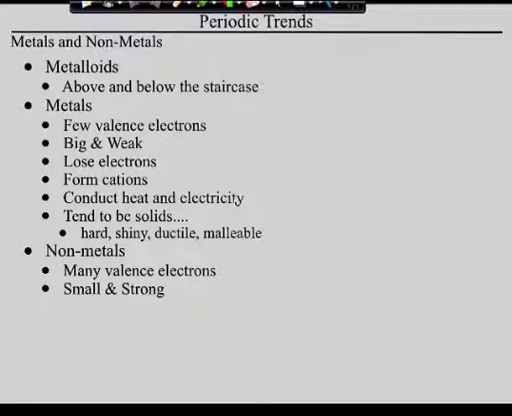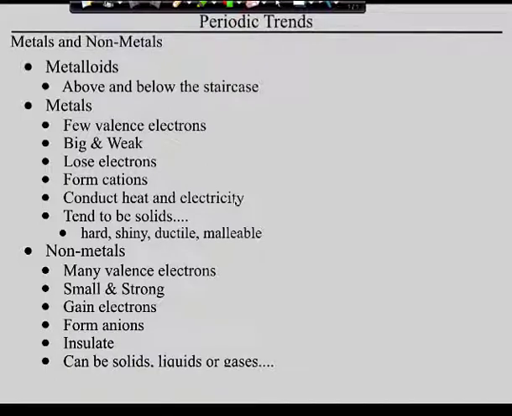As a result, will they lose electrons or gain electrons? Gain electrons, and when you gain electrons, what does your charge become? Negative, and what do we call negative ions? Anions. And guys, you also need to know that these things insulate, they don't conduct. They don't conduct heat, they don't conduct electricity. And they can be solids, liquids, or gases. They have a lot of freedom in terms of the state that they're in.